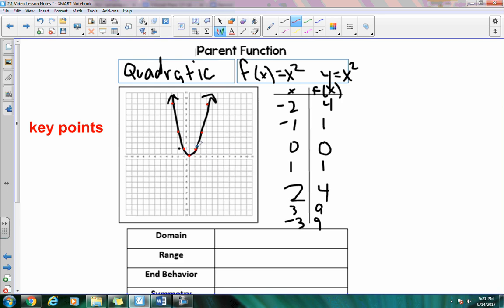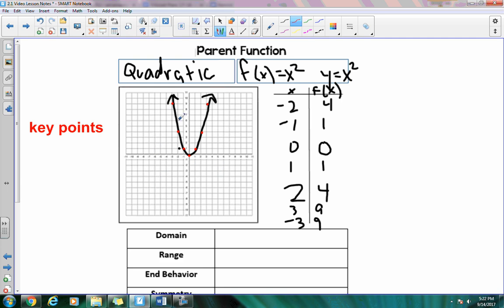Each of these points will just move right however many, or left however many, or up however many. But I always like to think, here's my vertex, and the first key point is 1 over, 1 up from there. And to the left, left 1, up 1. And then my other key point from the vertex at 0, 0 is right 2, up 4. And then from this vertex, left 2, up 4. Those are the key points I use a lot when I'm sketching a graph for a quadratic function. And we'll get to that more in a little bit.